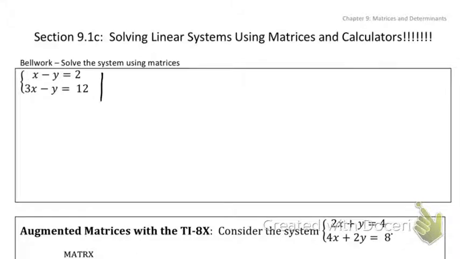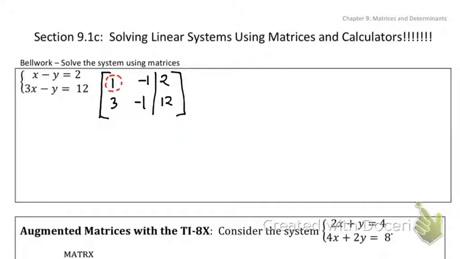This is an augmented matrix, and that should be 1, -1, 2, 3, -1, 12. When I'm solving this using Gauss-Jordan elimination, you're going to work left to right. So we're going to work in that leftmost column first, and your first step is to make your 1 a 1. So whatever one's there needs to be a 1.